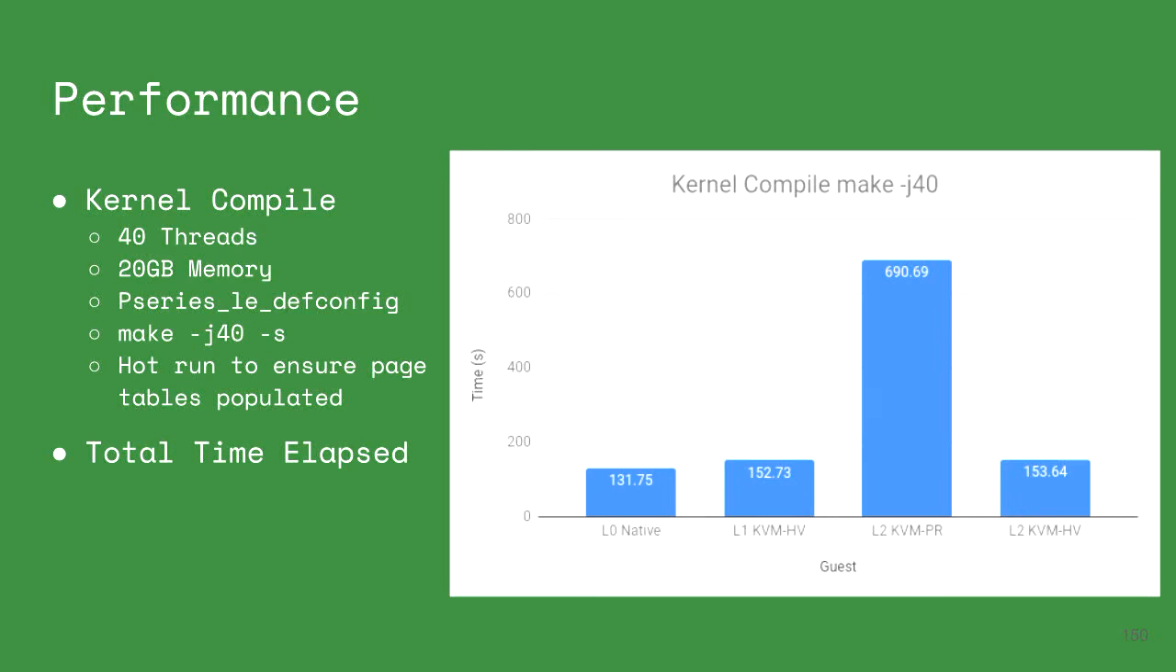But here you're still saying, that sounds like a lot of work you've done here. Did you actually get any benefits from it? So here I've run a kernel compile test and tested native performance, a level 1 KVM HV guest, and then the 2 nested KVMs I talked about, KVM PR and HV. So you'll see we take about a 20-second hit from native to our first guest, but then we only take about a second when we go to our nested KVM HV guest. And you'll see it definitely performs better, as we expected, than our nested KVM PR guest.